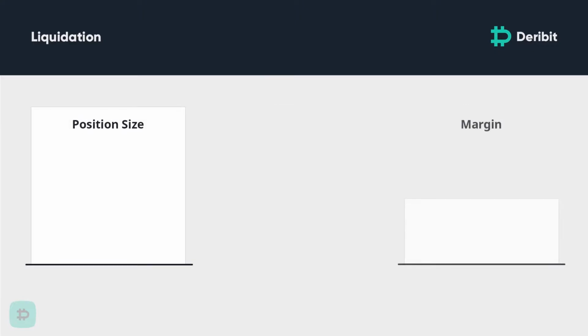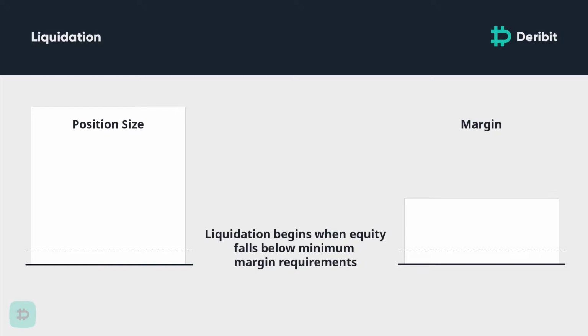Liquidations happen when there are no longer enough funds or margin in your account to support your open positions. Your positions are then taken out of your control and closed or liquidated by the platform. Another name for this is a margin call.